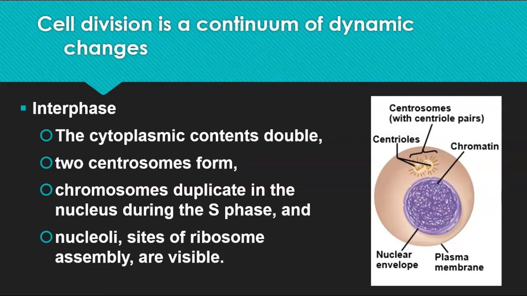In interphase, again, the cell is doing its normal job, and it's also getting ready for cell division. So during the whole period of interphase, the cytoplasmic contents are going to at least double in size, and 2 centrosomes are going to form, containing those centrioles in animal cells. The chromosomes are going to duplicate in the nucleus during the S phase. Once it's received the signal, it's time to get ready for division to occur. But when you look at this picture of the cell, you can't really see the individual chromosomes, but replication has occurred.